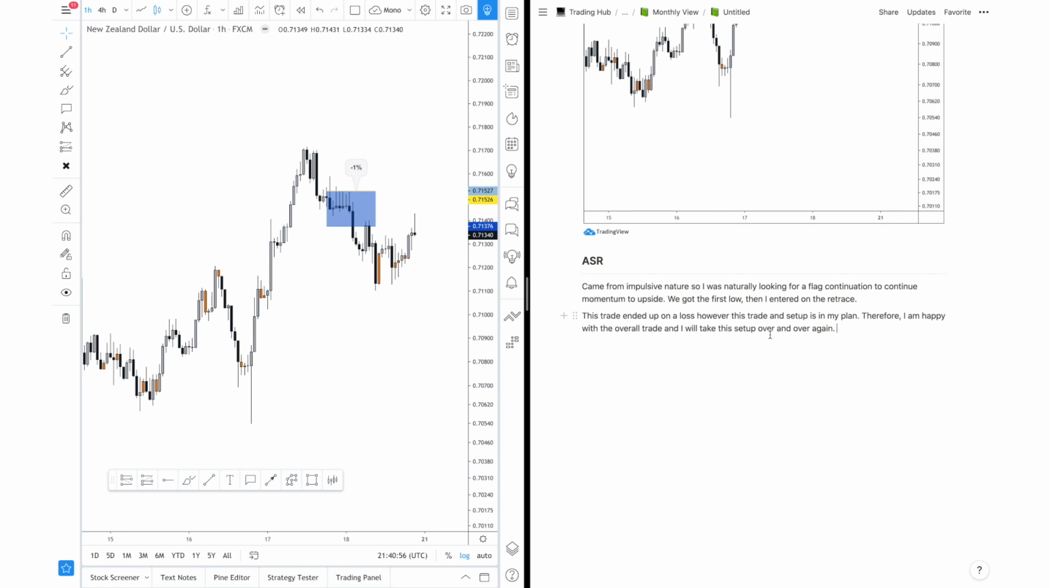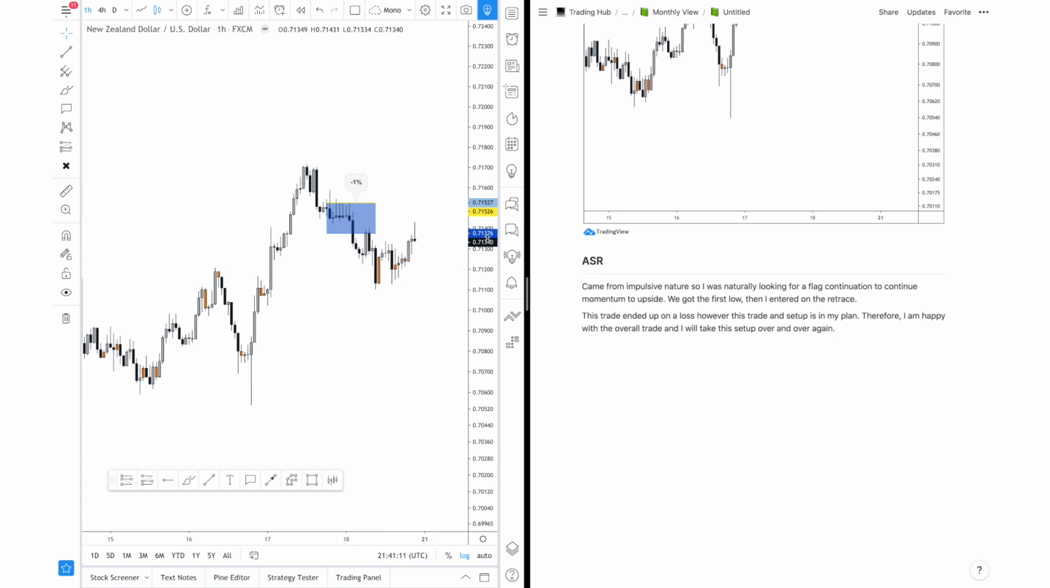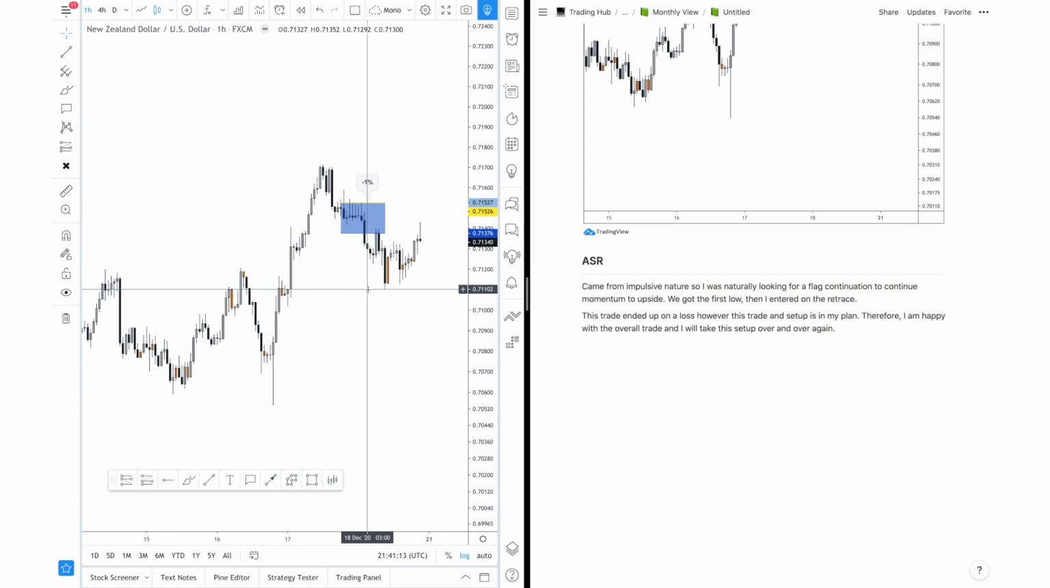So here I stressed how I will take this trade over and over again. Usually this setup will work 80% of the time. In this case, it was a 1% loss. That is probabilities, it's just how it is. Again, we manage risk, we stick to our plan. We can't avoid losses.